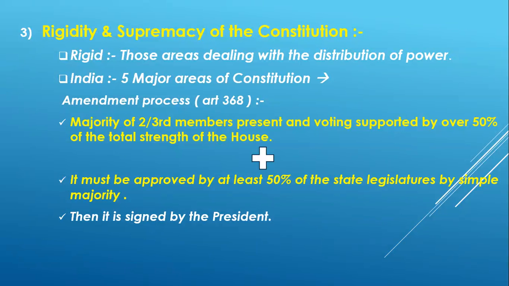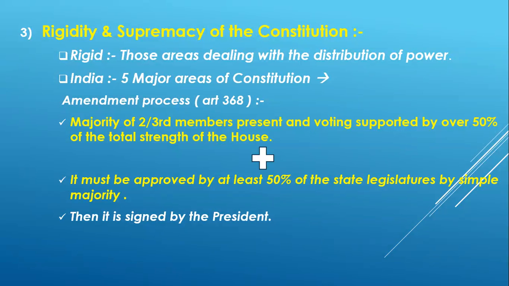So just now I have explained to you about this type of majority. The bill should be supported by more than 2/3 of the members present and voting. And the number of members supporting the bill should be more than 50% of the total strength of the house, meaning more than 272. First of all, the bill will be passed in Lok Sabha by the same procedure.